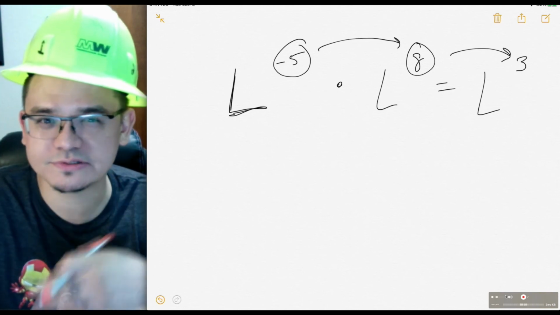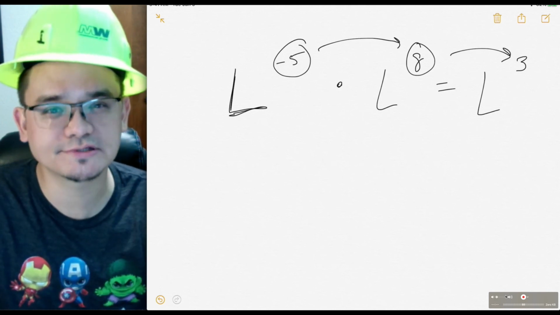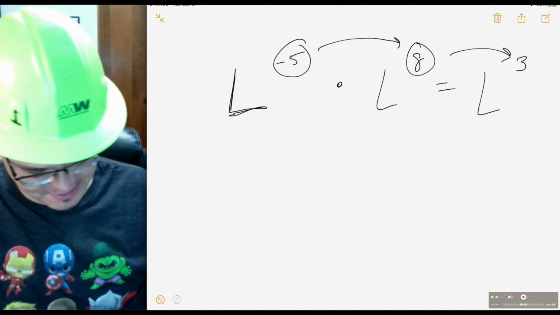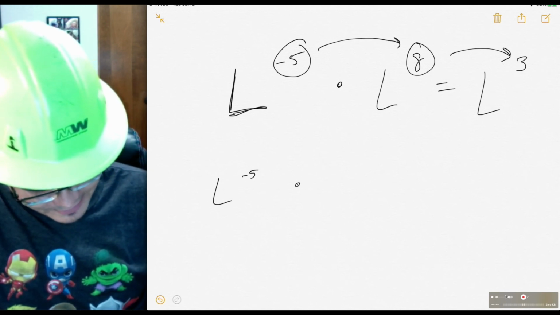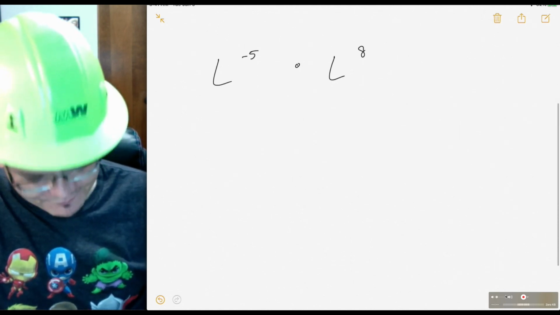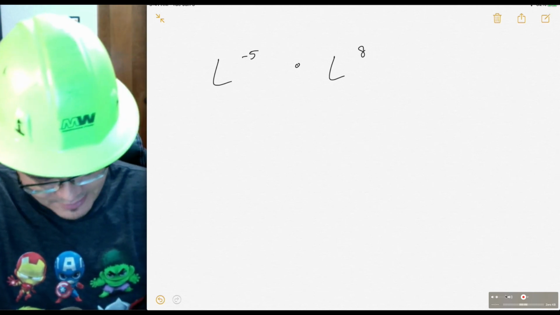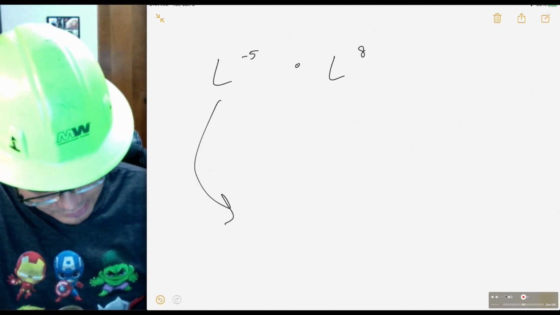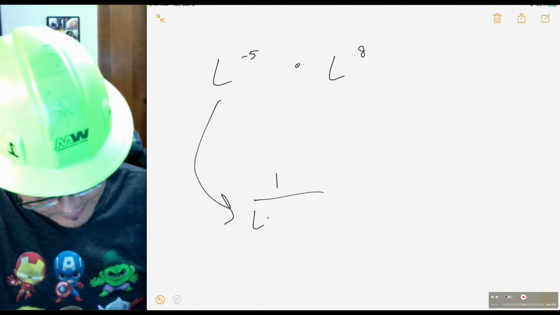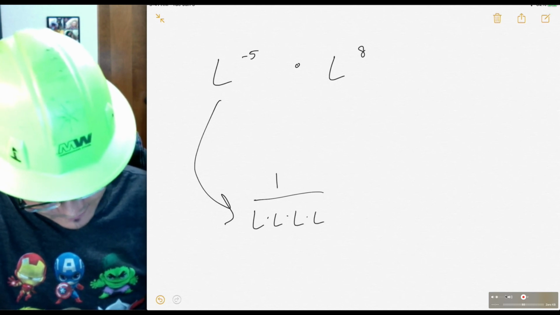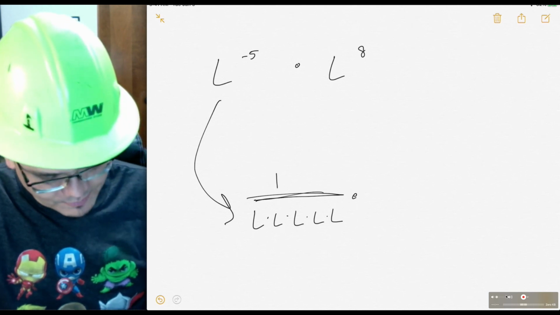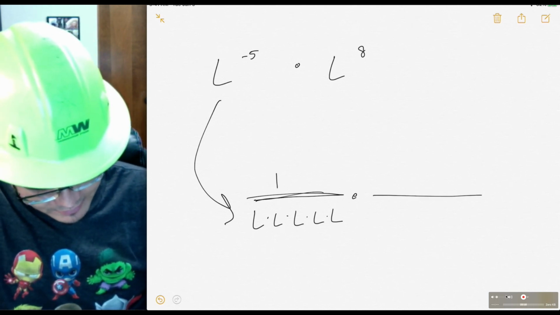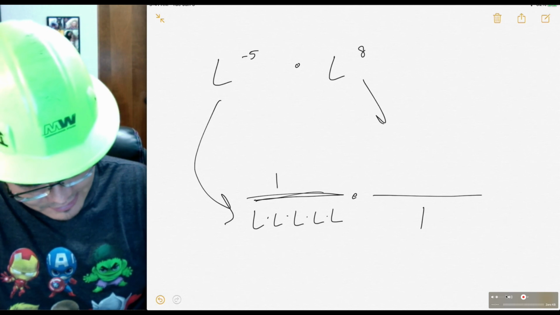If you're like, Mr. Roll, I don't understand the mechanics of how that works, though. Let's review the mechanics together. So, L to the negative 5th power times L to the 8th power. If I have to represent these in another way, I can represent L to the negative 5th power as 1 over L times L times L times L times L. Just like that. And I can represent L to the 8th power, oh man, I'm going to have to write this all out now, like this.